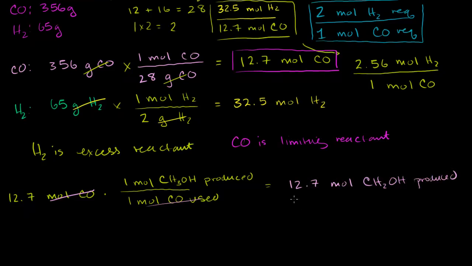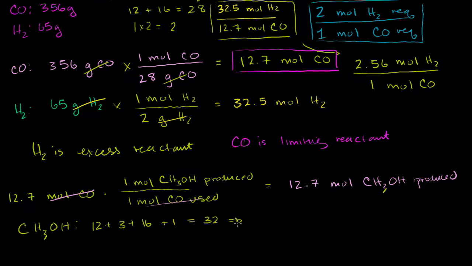And now we just have to figure out what is the mass of 12.7 moles of methanol. And we just think about the atomic weight. So if you look at methanol, CH3OH, its atomic weight is 12 plus 3 times 1 plus 16 plus 1. So what is this? This is 20 plus 2, which is equal to 32.